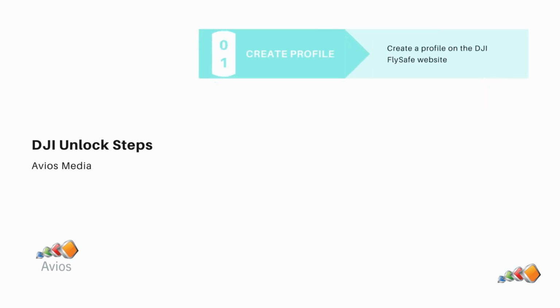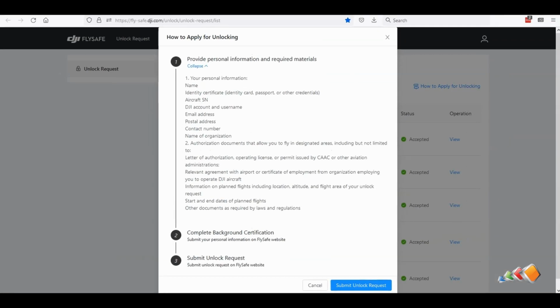The first step is to create a profile on the DJI Flysafe website. I'm not going to go into too much detail here. If you go into the website, there are instructions on that. This is a one-time thing, you won't have to do it again, but it is important that you put in as much information as possible and ideally set yourself up as a company, because that gives you a better chance of getting approved.